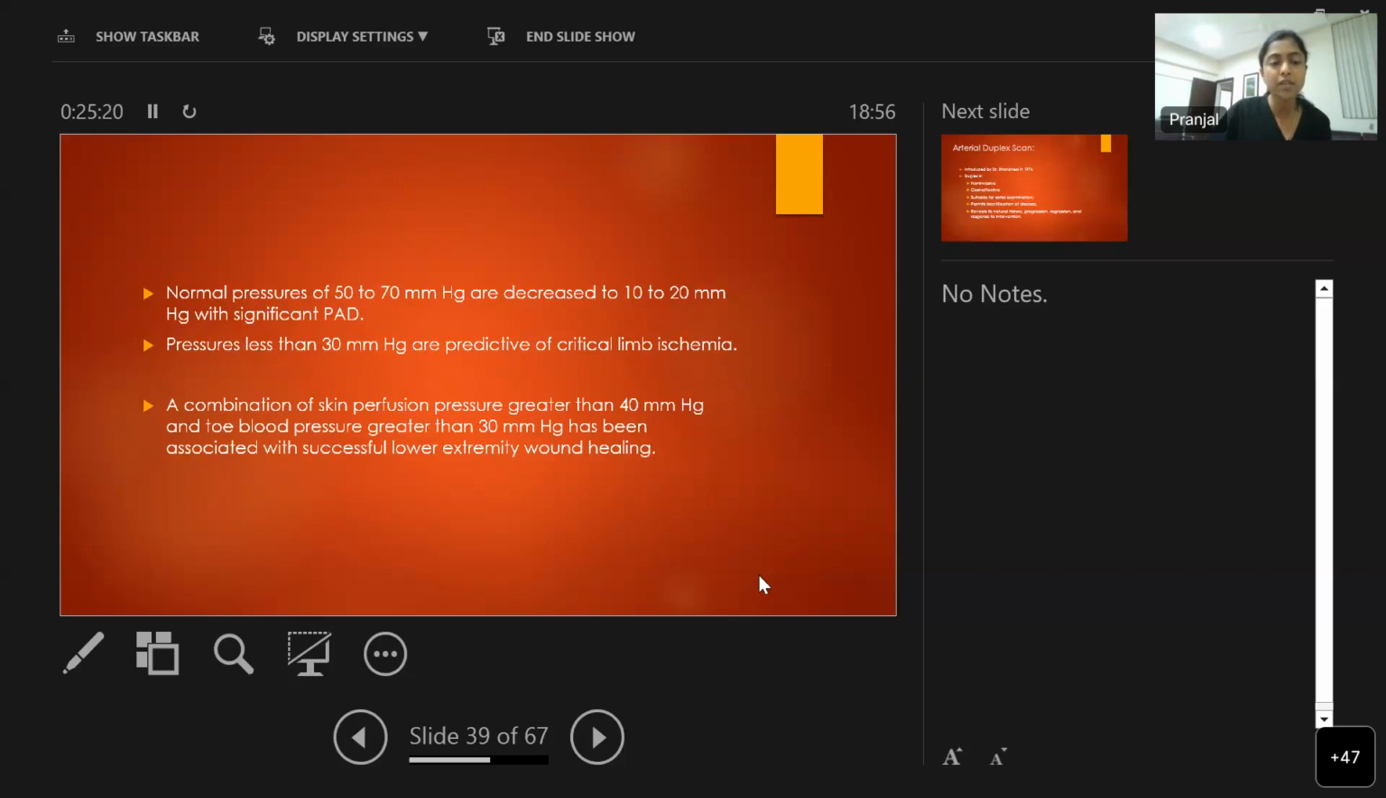Normal pressure is between 50 to 70 millimeters of mercury and is decreased to 10 to 20 millimeters of mercury in patients with significant PAD. Pressure less than 30 is predictive of critical limb ischemia. A combination of skin perfusion greater than 40 millimeters of mercury and toe blood pressure greater than 30 millimeters of mercury has been associated with successful lower extremity wound healing.